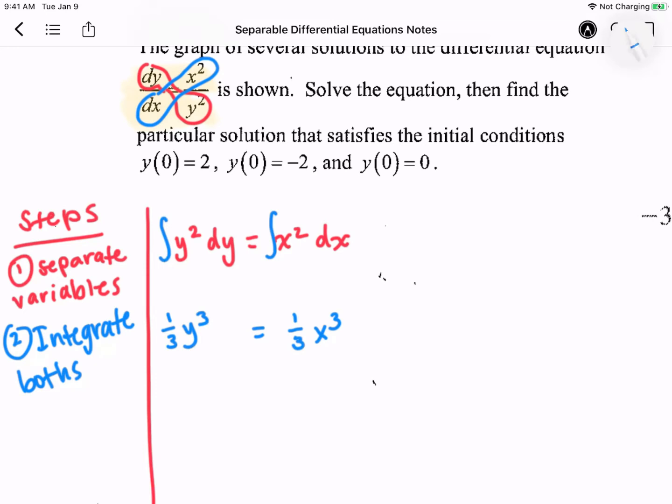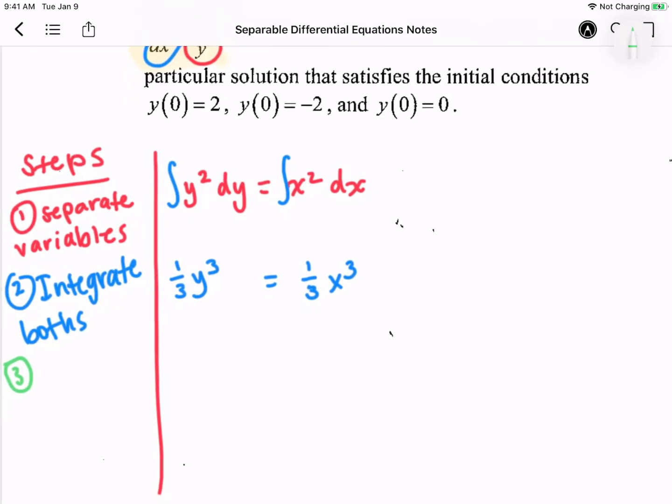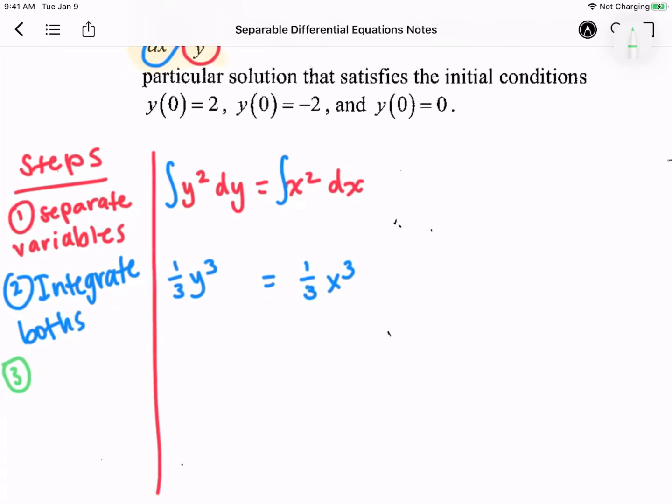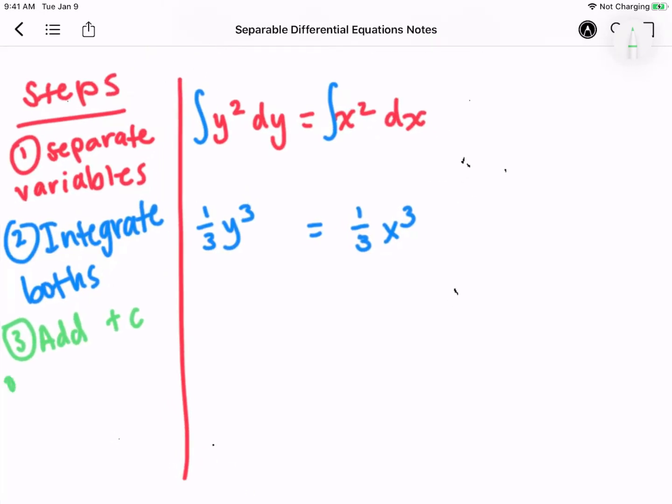And some of you might be thinking, oh, you're forgetting something, Ms. Patterson. And I'm going to kind of turn that into my third step because we're going to be very particular. We need that plus c, right? So we're going to add plus c on the x side.